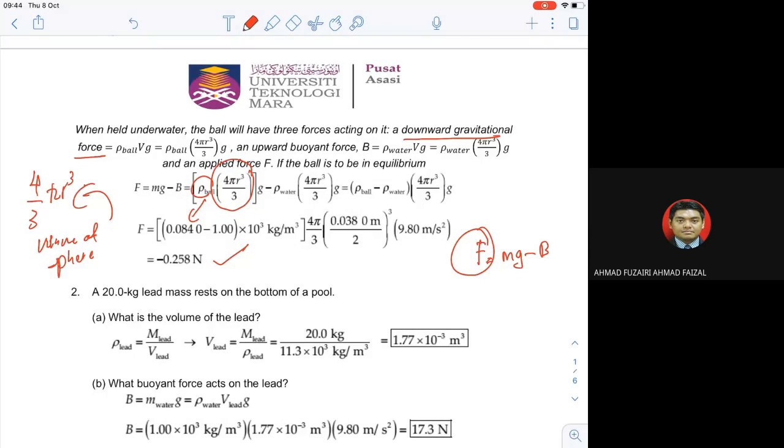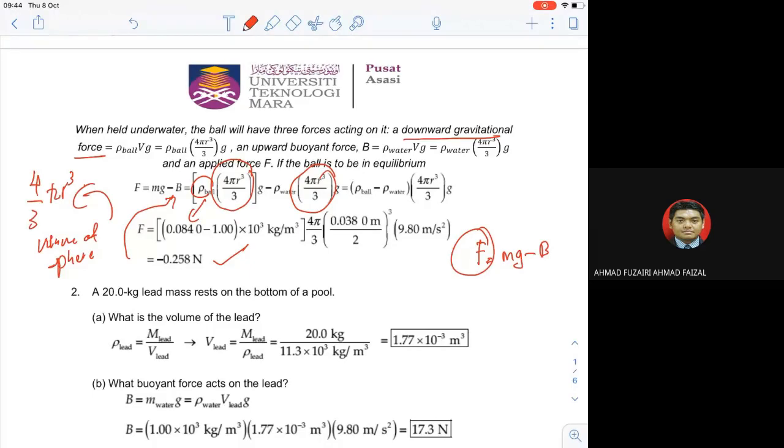Kita just ambil density lah, sebab density of the fluid pun sama macam ball kan. So kita ambil rho of ball minus rho of the water. So dia akan follow siapa? Kalau kita tengok jawapan dia, sepatutnya dia akan dapat negatif 0.258 newton. 0.258 newton ni akan follow B, ataupun follow buoyancy force.